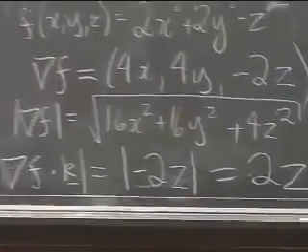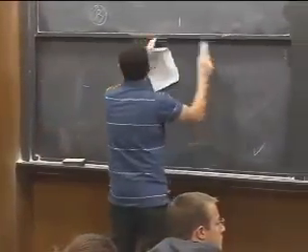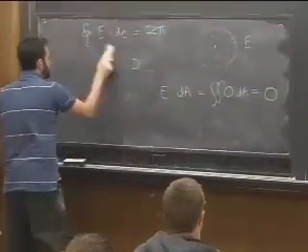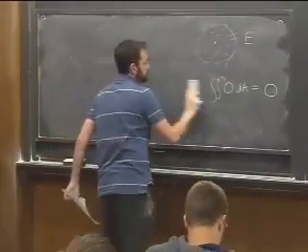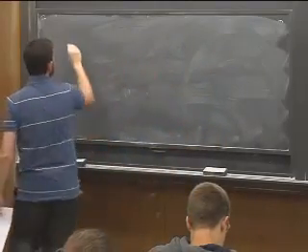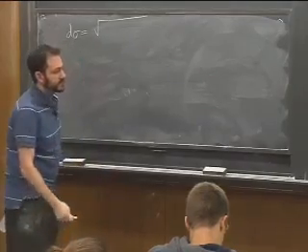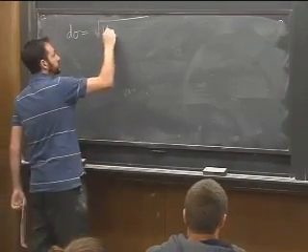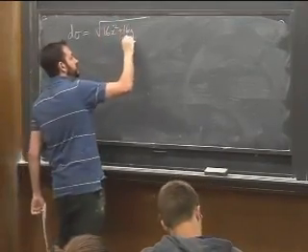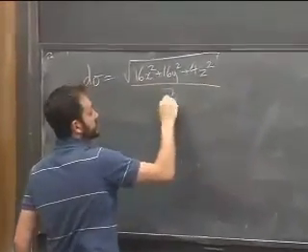So, the question is, what is d sigma? Well, d sigma is the ratio of these two things: root 16x squared plus 16y squared plus 4z squared over 2z.